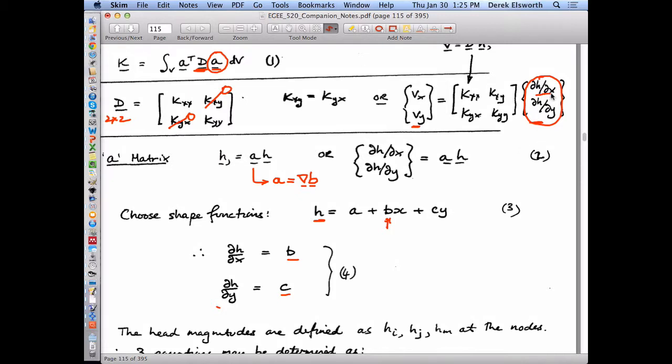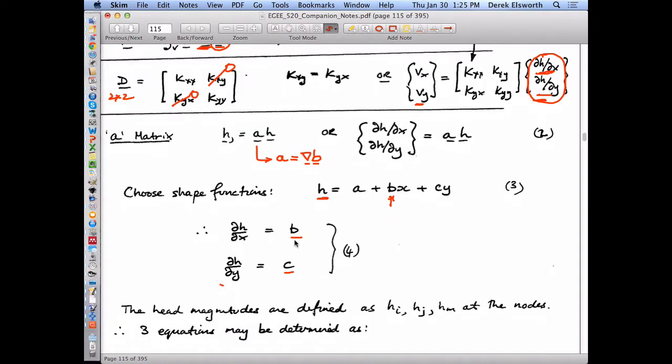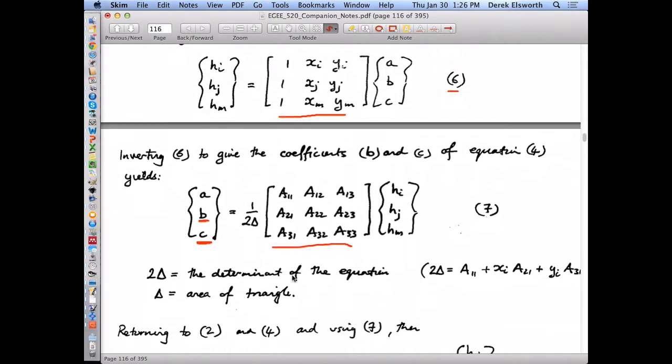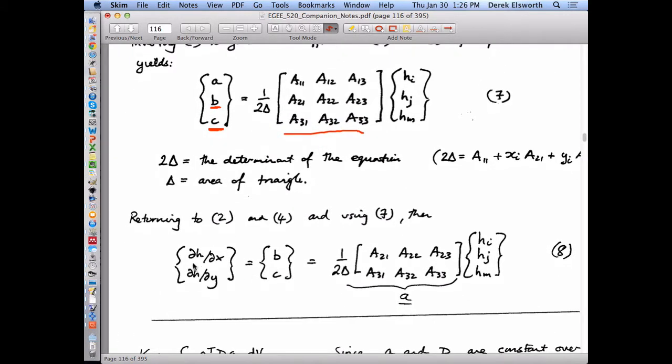No, we're interested in two properties. We're interested in the derivatives of the heads in the x direction and the derivatives of the heads in the y direction. And we can get those if we know the magnitudes of this coefficient b. And so once we have these, we can get the magnitudes of the values of a and b just from this expression, right? So what's it going to be? The magnitude of b is going to be equal to 1 over 2 times the area of the triangle multiplied by this times this plus this times this plus this times this, right? So it's just going to be equal to A21 multiplied by HI plus A22 multiplied through by HJ plus A23 multiplied by HM.